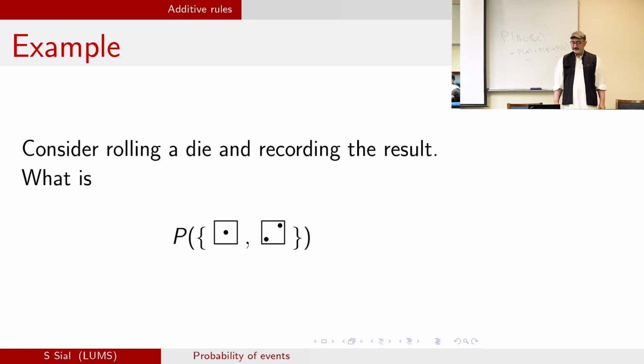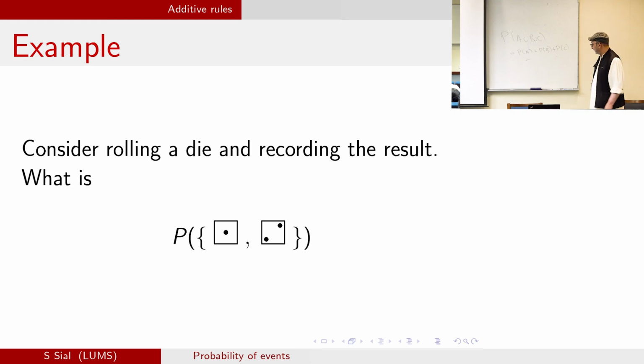We're rolling a die, and we're recording the result. Okay? So S consists of all the rolls. This is the union of rolling a 1 and rolling a 2, right?